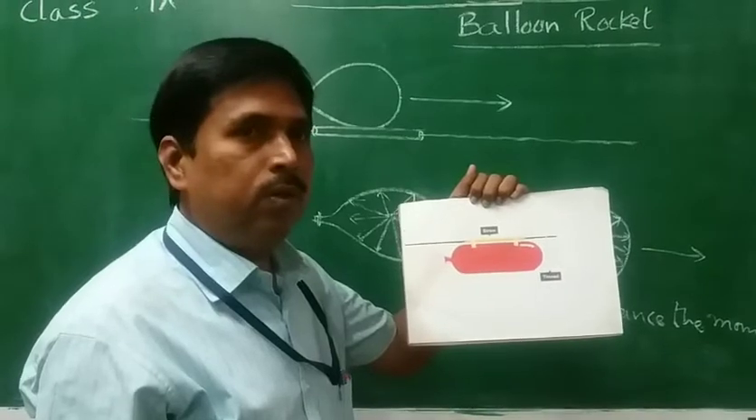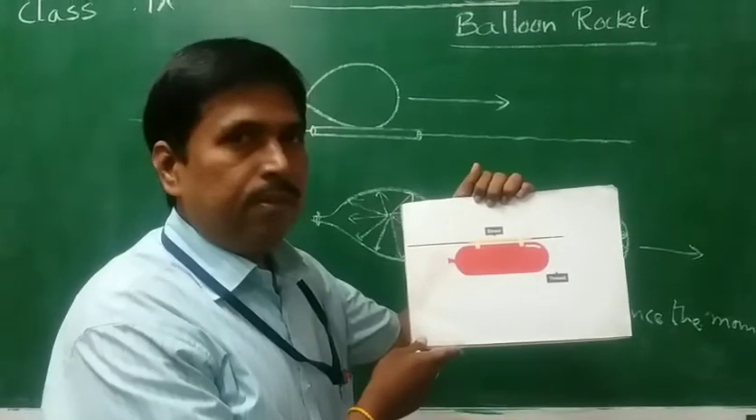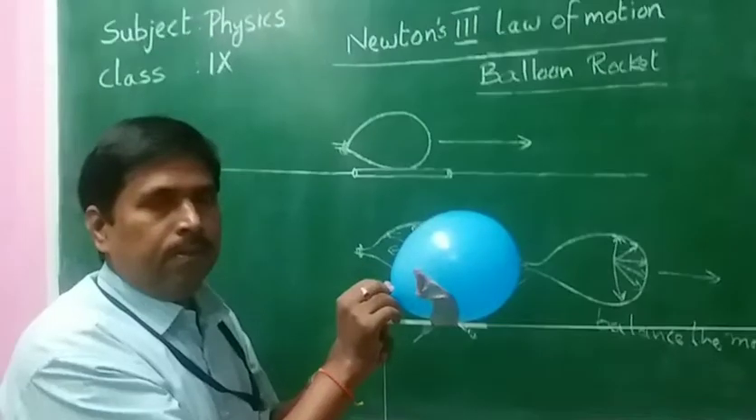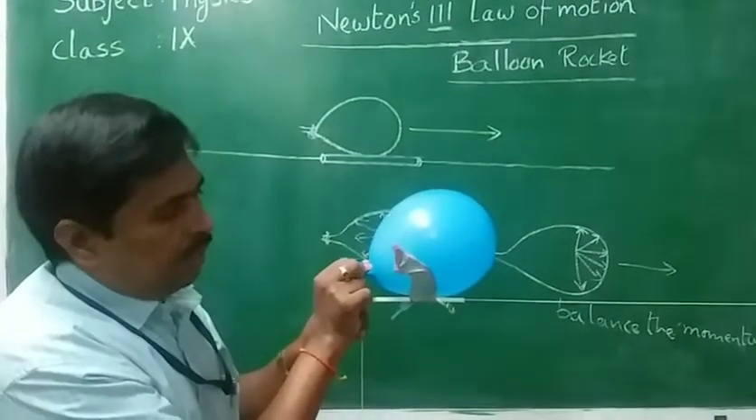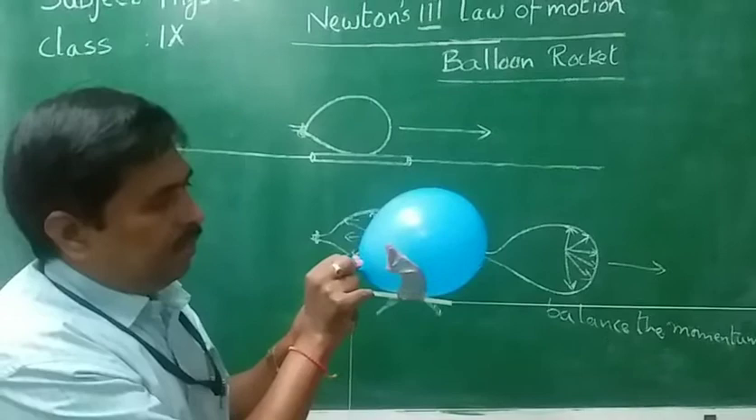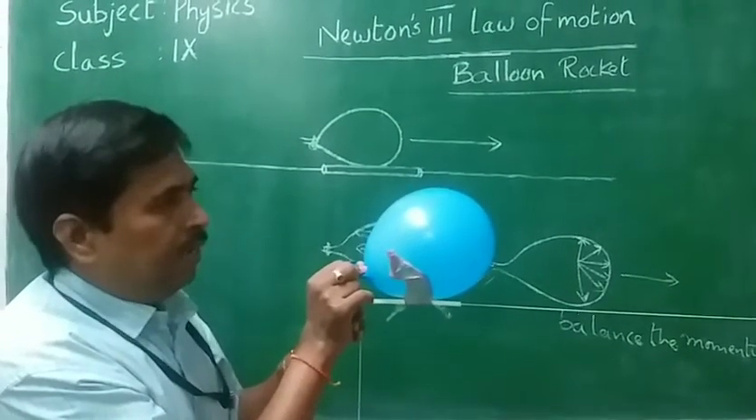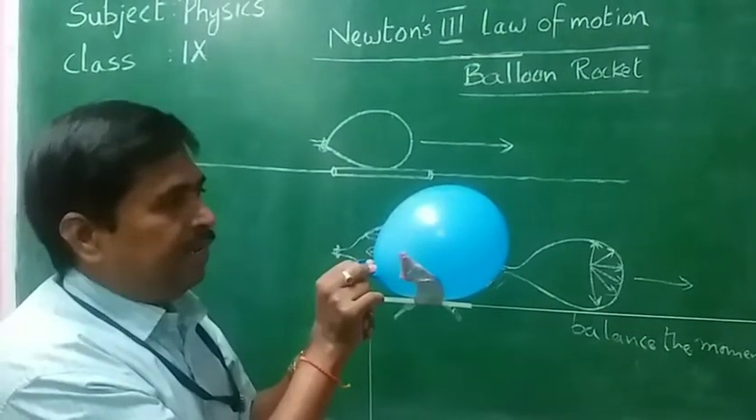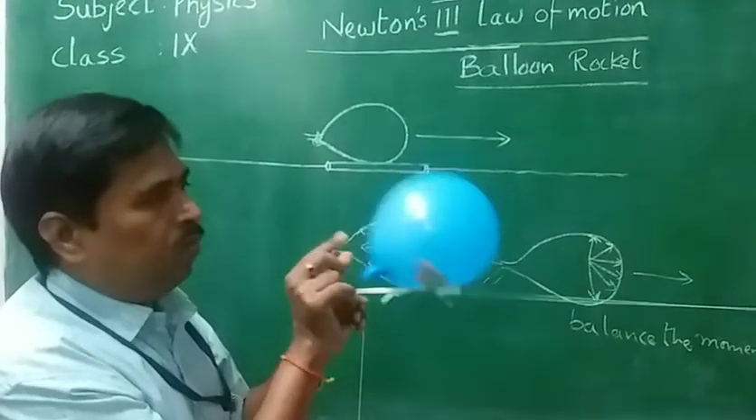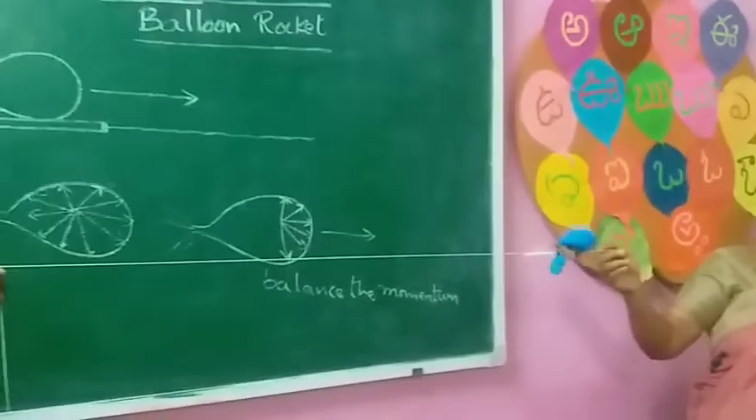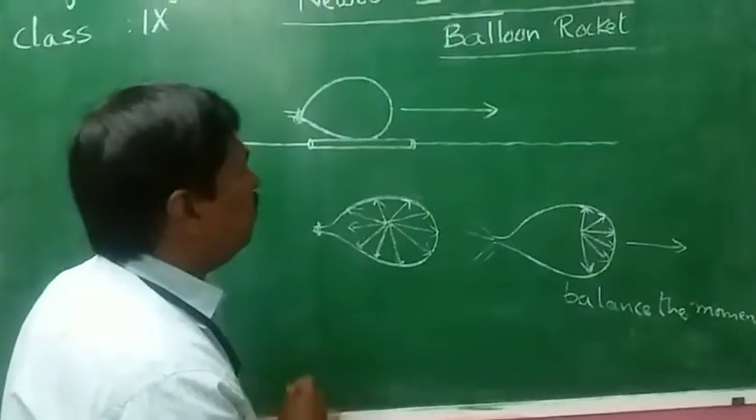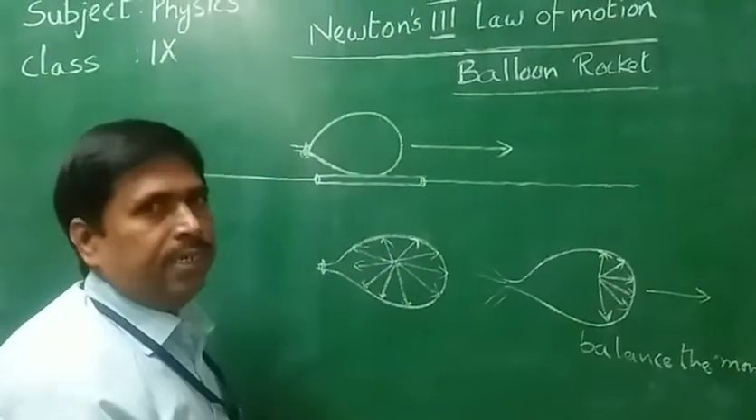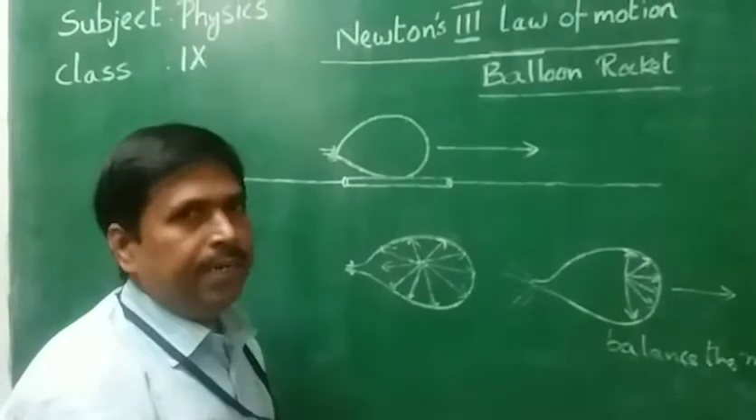So now we are able to see the activity. So this is an inflated balloon. I placed it on the straw, and it is taped here with cellophane tape. And when I release my fingers, the balloon starts moving forward. This is how this works on the principle of Newton's third law of motion here. So that is said to be a balloon rocket experiment here.